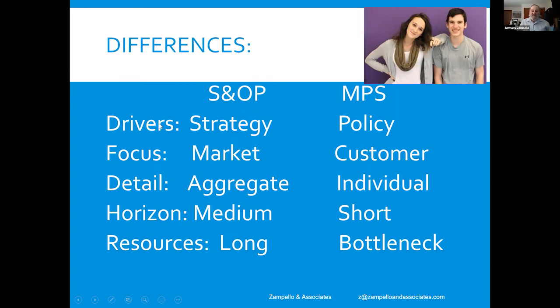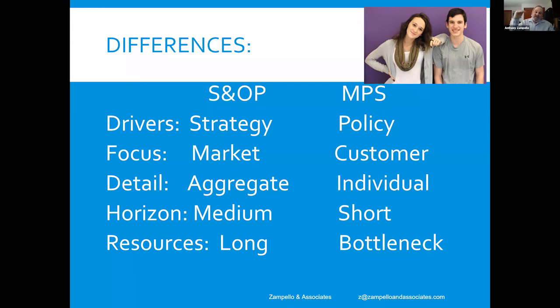In S&OP, the driver is the strategy that's been set forth by the leadership team. So here we have fraternal twins. She's named Denise and he's named the nephew, because they let the brother-in-law decide on the names. And the drivers of S&OP are going to be the strategy from the leadership team. In master scheduling, it's all the policies that you build around the master scheduler.